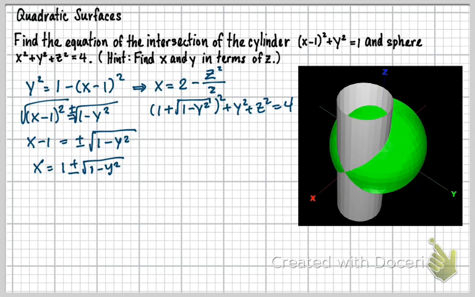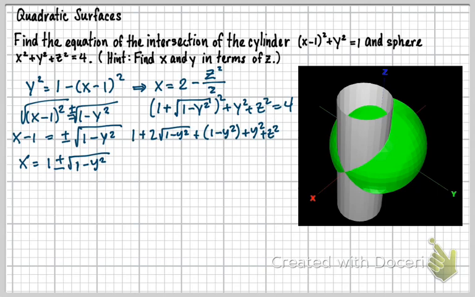So now, when I multiply that out, that's times itself. So I'm going to end up with a 1 plus 2 square root of 1 minus y squared plus, and then now this squared is going to give me 1 minus y squared. And then I have the rest of this to write down now. Plus y squared plus z squared. Oops, I should move it over a little. Equals 4. All right, just enough room.